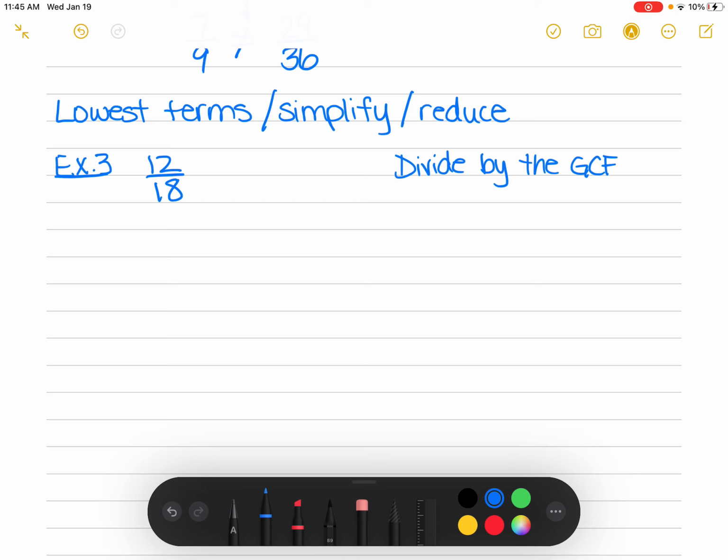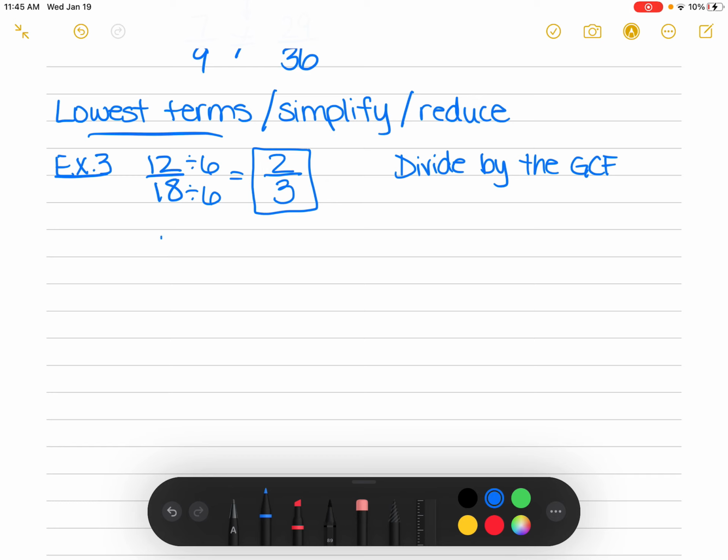Okay, you can look on your multiplication chart and look for the row that 12 and 18 are both in, and 6 would be the highest one. So we're going to divide these both by 6. So 12 divided by 6 is 2, and 18 divided by 6 is 3. So this is my answer. Okay, that's how you're going to do these lowest terms problems, is just divide by the GCF.